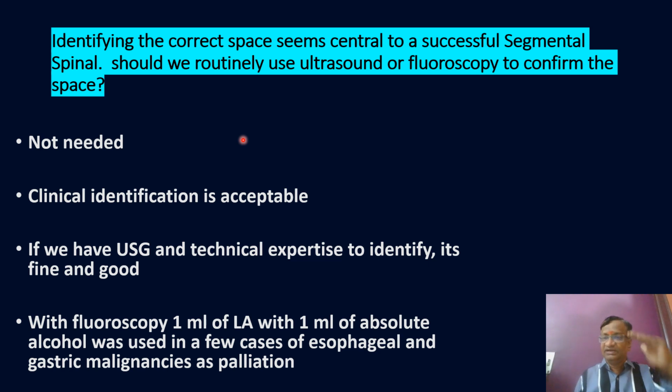You understood now? Spine of the scapula is T3. Use both sides. Inferior angle of the scapula is T7. Use both sides. But sometimes we may need to use ultrasound, or sometimes fluoroscopy, and see. Technically speaking, this is out, and ultrasound is coming slowly. People have used fluoroscopy with 1 ml local anesthetic and 1 ml absolute alcohol in cases of esophageal and gastric malignancies as palliation. Think of it. Put the patient in prone position and give 1 ml of local and 1 ml of absolute alcohol at T4, T5 for a case of esophageal malignancy.